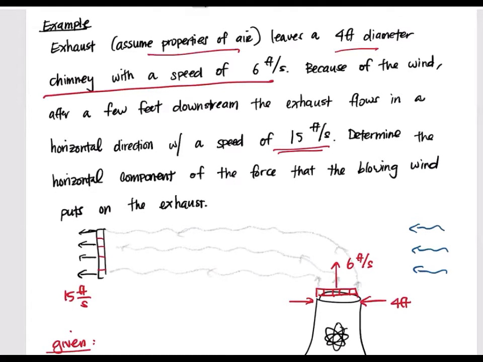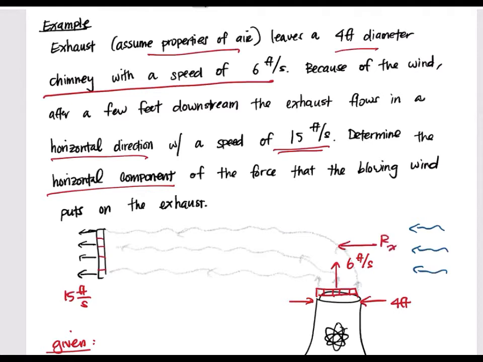So exhaust leaves a 4-foot diameter chimney with a speed of 6 feet per second. Because of the wind, after a few feet downstream, the exhaust flows in a horizontal direction with a speed of 15 feet per second. Determine the horizontal component of the force that the blowing wind puts onto the exhaust. Okay, so what force does the flowing wind put onto the exhaust?